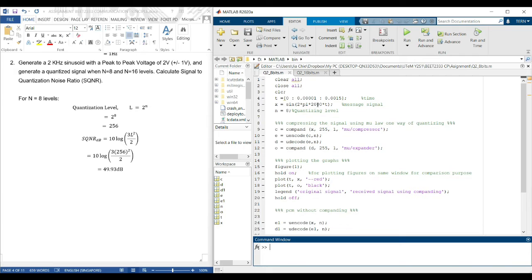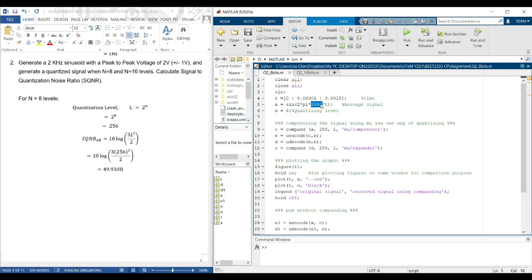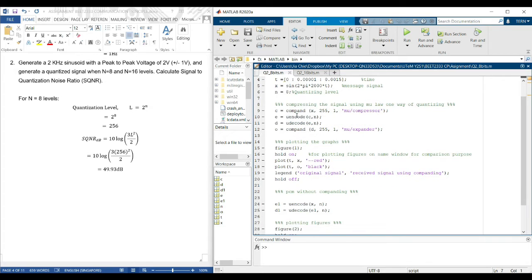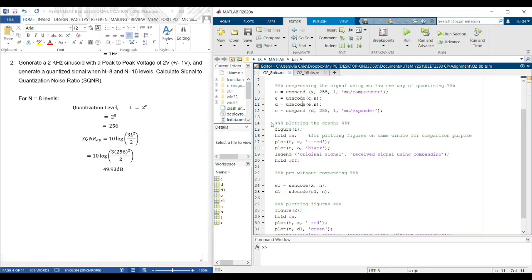Then we will generate a 2 kHz sinusoid using the MATLAB software. First, we close and clear all the programs. Then we declare t with the time interval 0 to 0.0015 with the interval 0.00001, and the frequency we multiply by 2000, and n will be our quantizing level. Before that, we compress and expand our signal with the mu law compand command with the parameter 255 and maximum amplitude 1. Then we uniform encode our signal with number of bits 8, and uniform decode our signal at the receiver side, and we expand the signal, then we plot the signal.